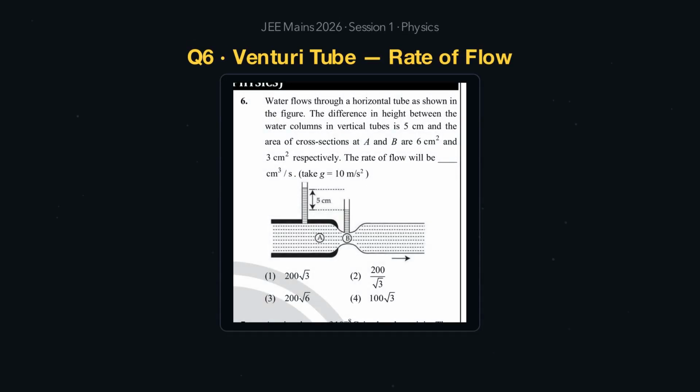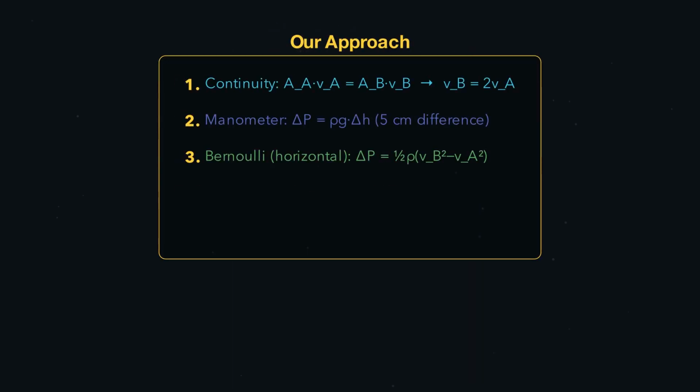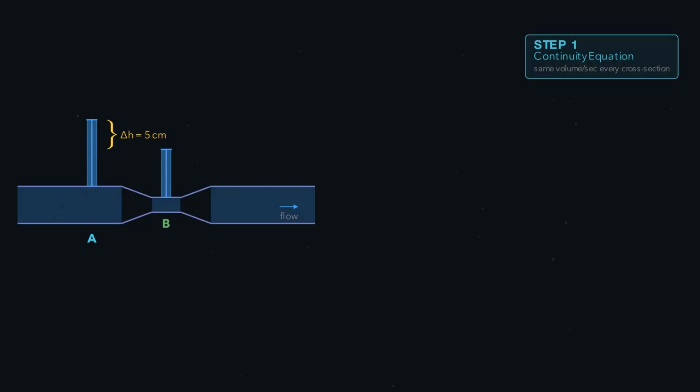Water flows through a tube that narrows in the middle. The two vertical columns differ in height by 5 centimeters. We need to find the rate of flow. Here's our approach. We'll use the continuity equation to relate the speeds at A and B. Because the area at B is half of A, the speed must double. Then we'll connect the manometer height to a pressure difference using Bernoulli's theorem. Finally, combining both gives us the velocity at A, and from there, the flow rate.